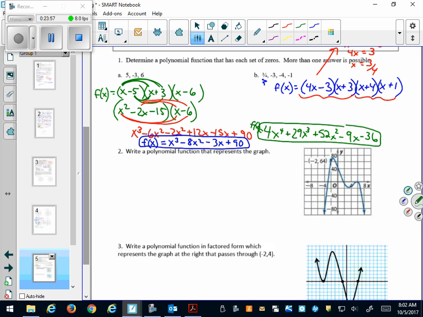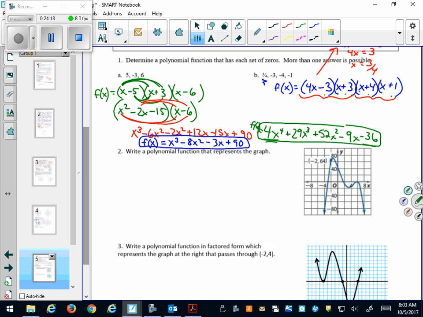I can quickly know if I have the right first term and last term, right? Quickly, I know it's 4x times x times x times x is going to give me 4x to the fourth. And quickly, I know negative 3 times 4 times 1 is going to give me negative 36. At least check those two. At least you know you're on the right track.